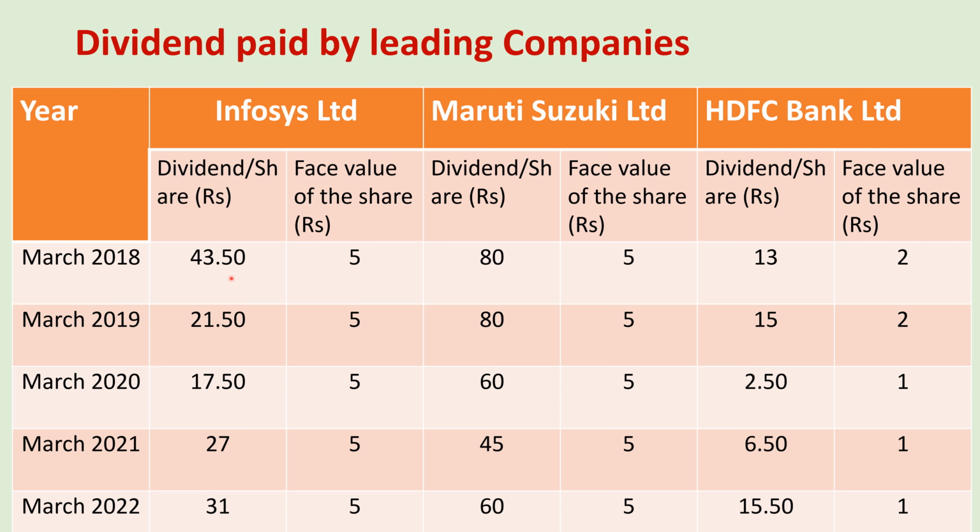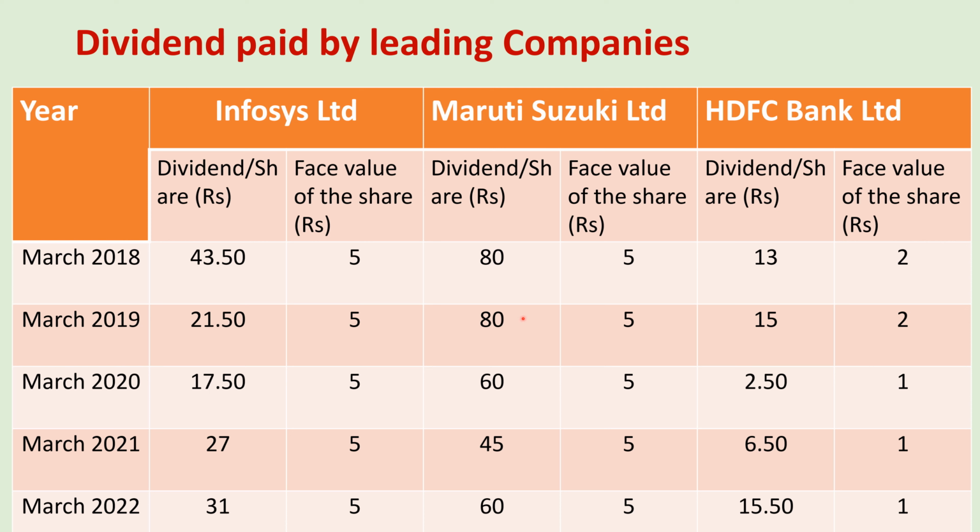But what is the market value? On an average during 2018, 19, 20, 21, 22, the share price of the company ranged from 700 to 1500. It is fluctuating during various trading days. But anyway, the market value of the investment is around 1000, whereas the face value is only 10. So when you calculate this 43.50 on a market value of 1000, the return on investment, the dividend yield ratio, is very low. And it is the same situation in the remaining companies like Maruti Suzuki as well as HDFC Bank.